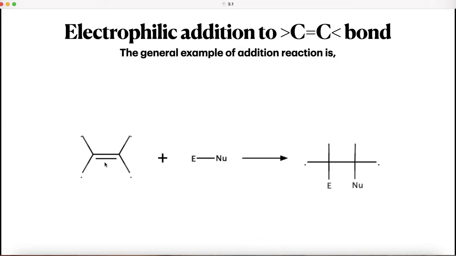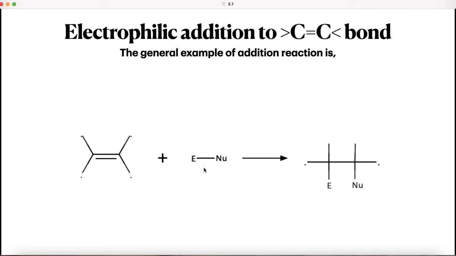This alkene reacts with the reagent. The reagent is of the form of two parts. One part of the reagent is the electrophile and another part is the nucleophile. This reagent is added to this alkene. There is the breaking of the pi bond and it leads to the formation of this product.